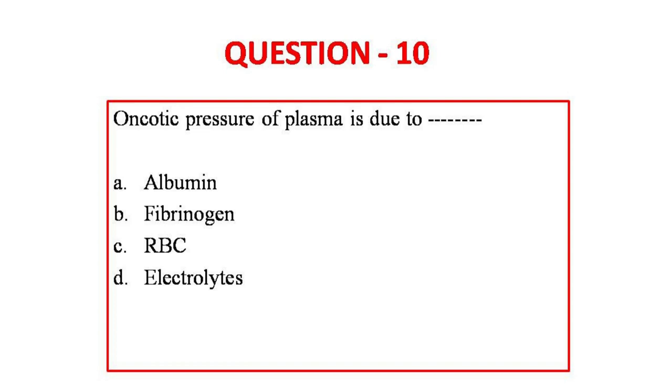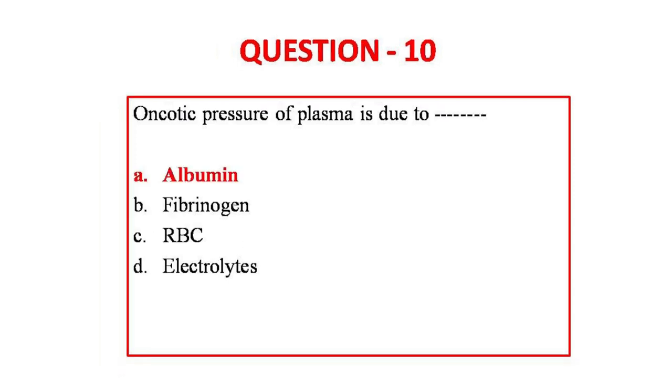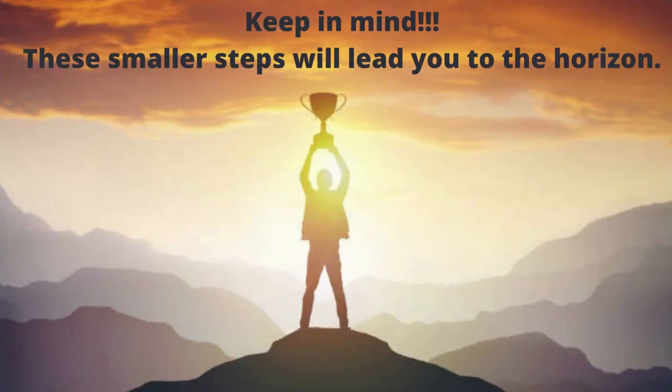So moving on to question number 10. Oncotic pressure of plasma is due to dash because of albumin, fibrinogen, RBC, or by electrolytes. The answer is albumin. See, the oncotic pressure or the colloidal osmotic pressure is a form of osmotic pressure which is induced by proteins, especially by albumin. So the other name of oncotic pressure is colloid osmotic pressure. Keep in mind.